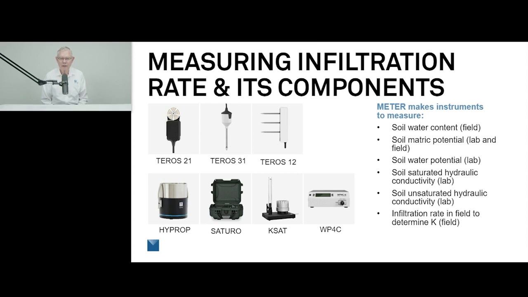The Terrace 12 measures water content in the field. The Terrace 21 measures matrix potential. The Terrace 31 is a mini tensiometer for measuring matrix potential very accurately in the laboratory or the field. The WP4C is a dew point potentiometer that measures total water potential of soil all the way from air dry to saturation. The KSAT measures saturated hydraulic conductivity on soil cores that we bring to the lab.